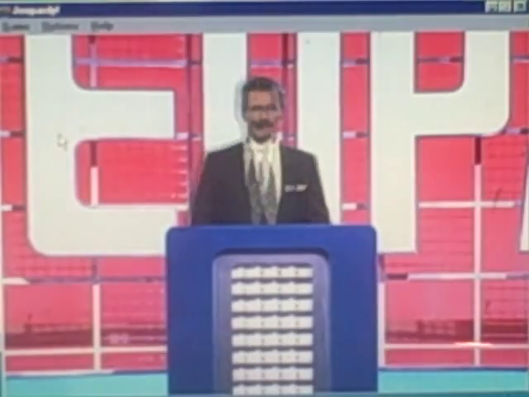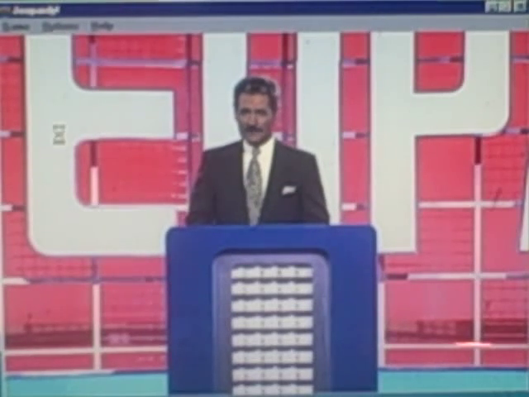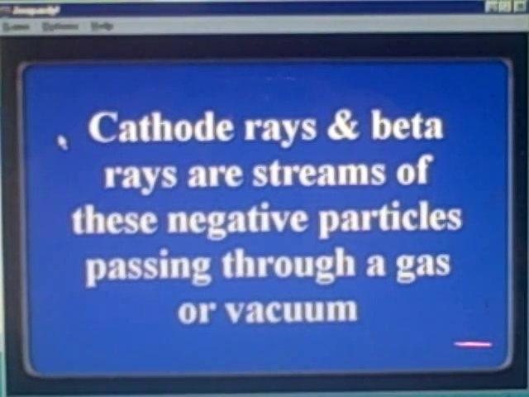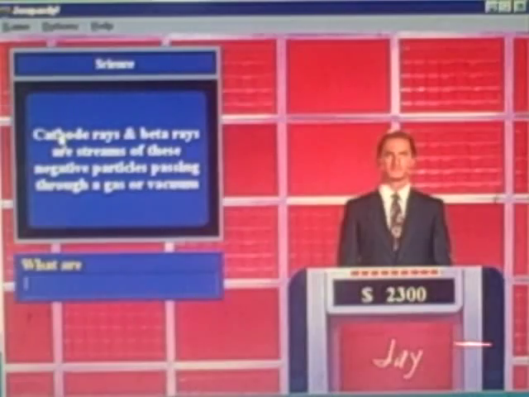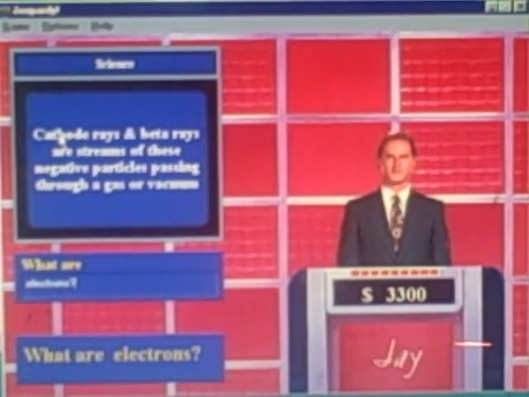Science for 1,000. Cathode rays and beta rays are streams of these negative particles passing through a gas or vacuum. Contestant number 1: What are electrons? You are correct.